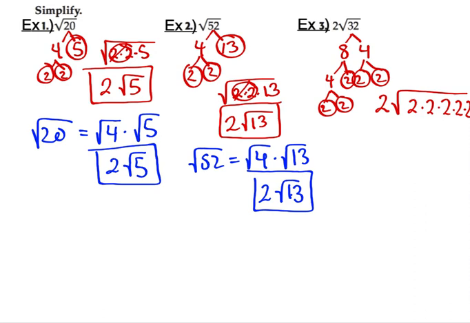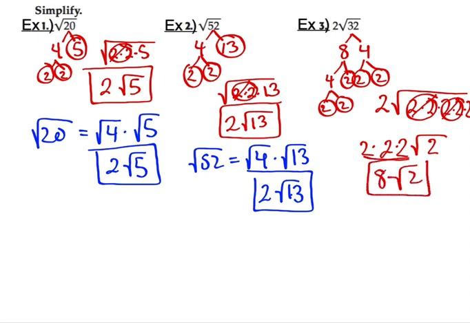Now, I recommend copying down what we already have outside, then start pulling. We can pull the 2. We can pull another 2. And we do have a 2 left over on the inside that stays there. This might bring up the question, what happens if there's nothing left on the inside? And I'll go over that in a moment. 2 times 2 times 2 is 8. So we get 8 square roots of 2 here.